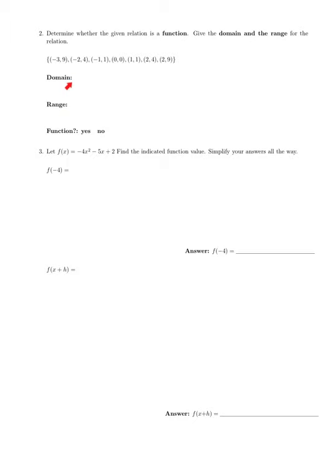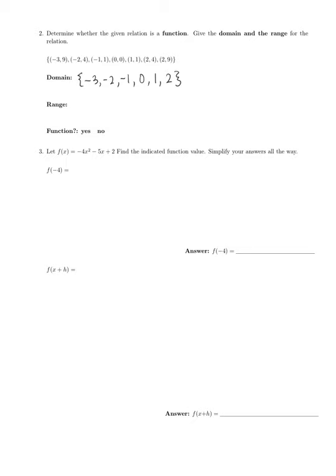Remember, the domain is the set of all x values. So here, what are the x values? We have -3, -2, -1, 0, 1, 2, and 2. Now if a value repeats, please only write that number once. So our domain is x equals -3, -2, -1, 0, 1, and just 2. I know you want to write 2 and then another 2, but don't do it.